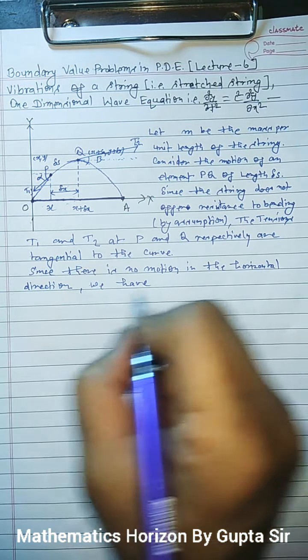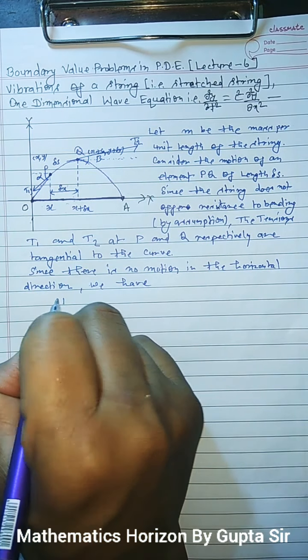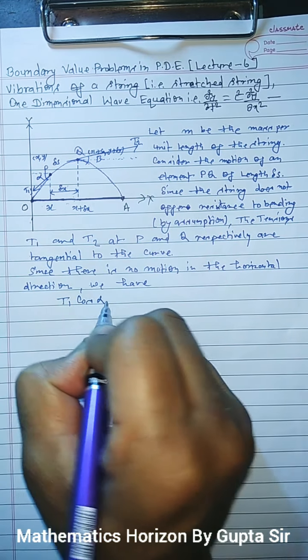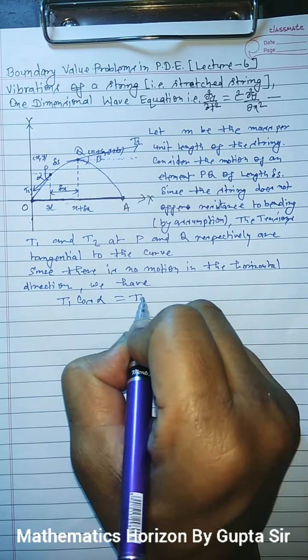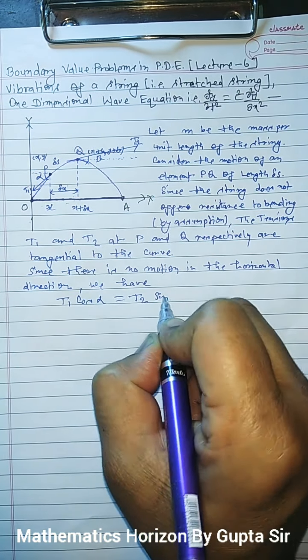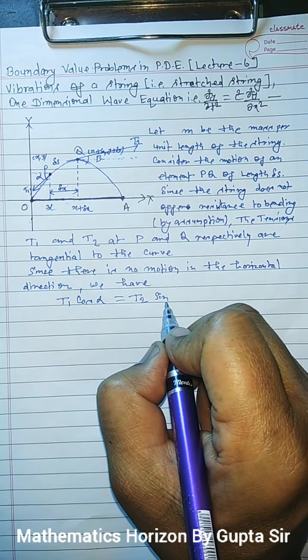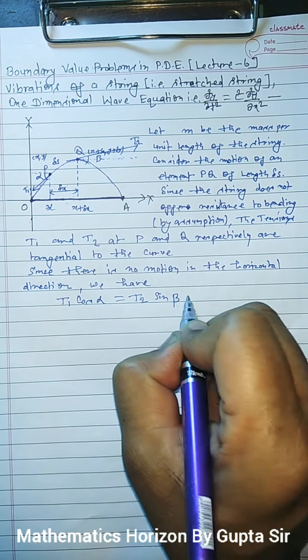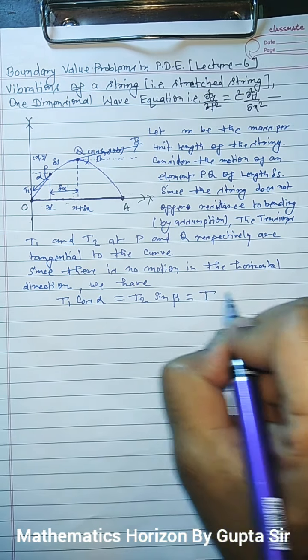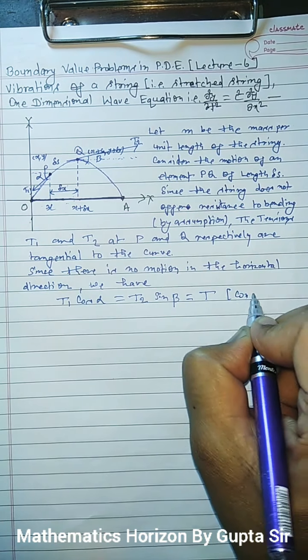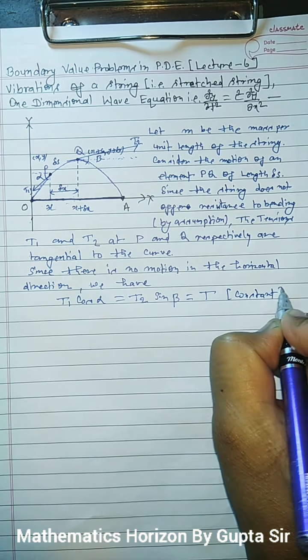So we have its component T1 cos alpha is equal to T2 cos beta equal to T. This we have assumed.